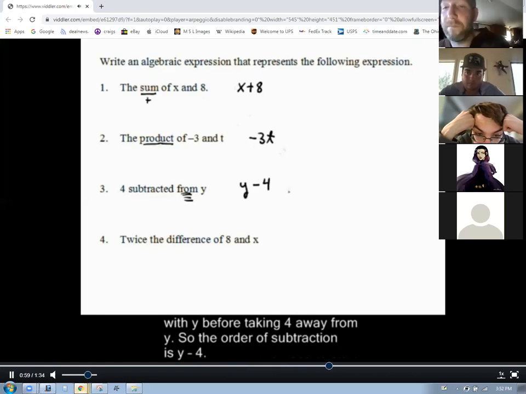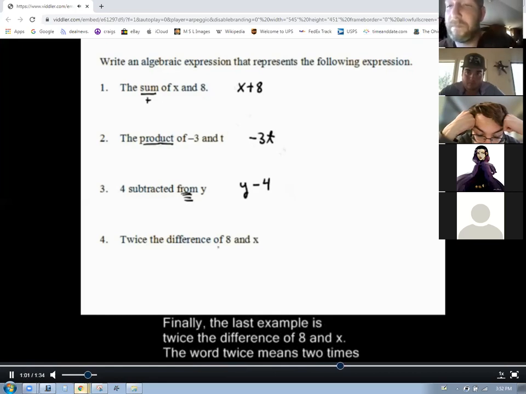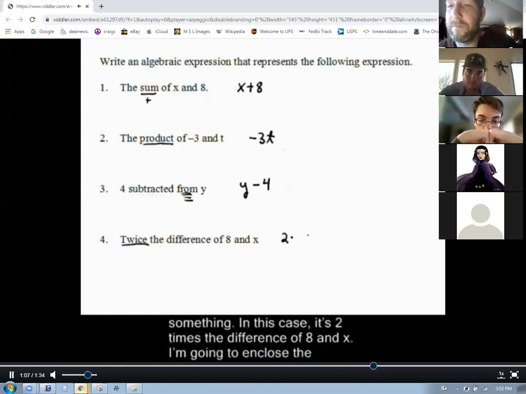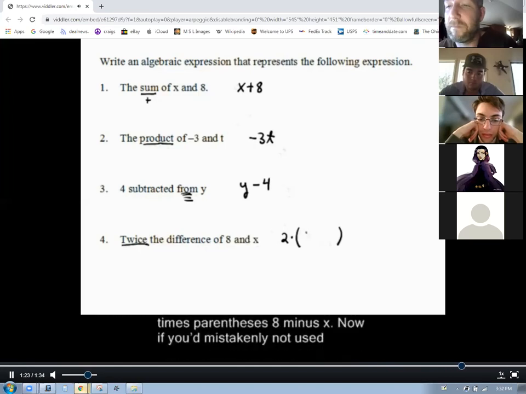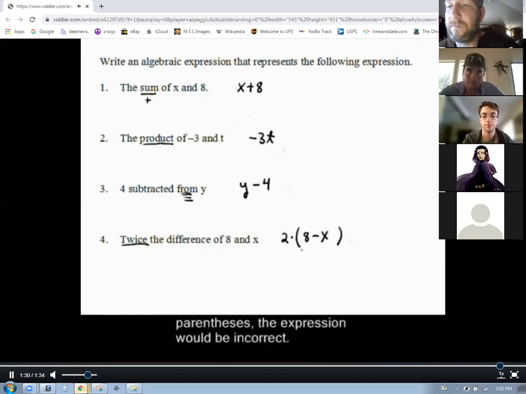Finally, the last example is twice the difference of 8 and x. The word twice means 2 times something. In this case, it's 2 times the difference of 8 and x. I'm going to enclose the difference in parentheses so that we take 2 times the entire difference. So we have 2 times parentheses 8 minus x. Now, if you had mistakenly not used parentheses, the expression would be incorrect.